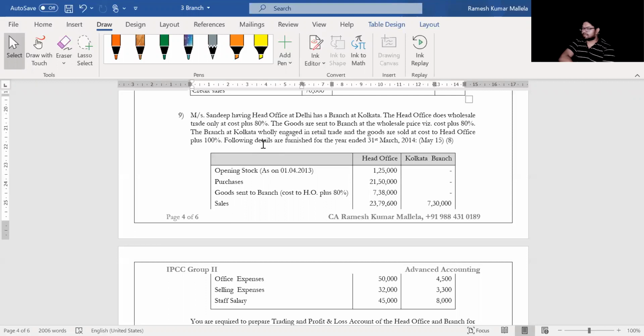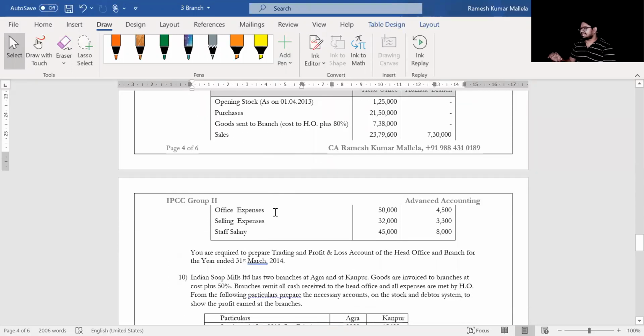Particulars: head office and Kolkata. Opening stock as on 1st April 2013. Purchases. Goods sent to branch, cost to head office plus 80%. Sales. Office expenses, selling expenses, staff salary. You are required to prepare trading P&L account of head office and branch for the year ended 31st March 2014.